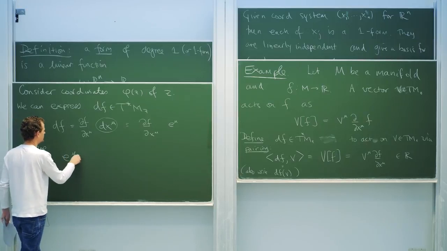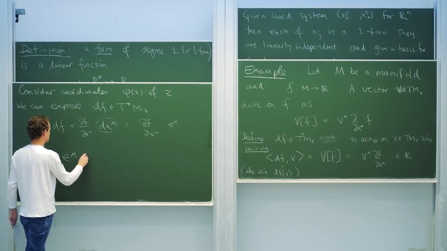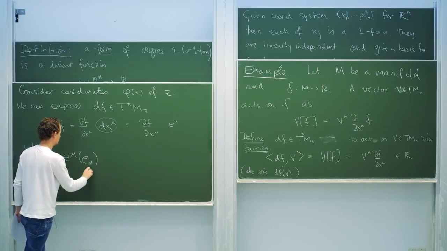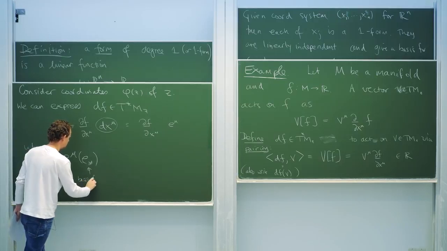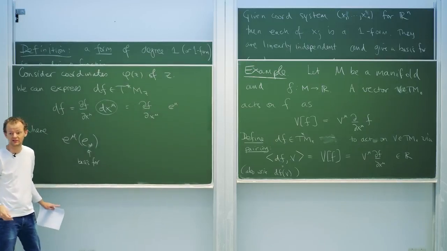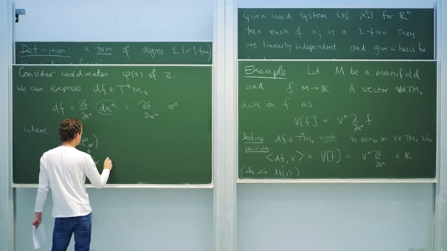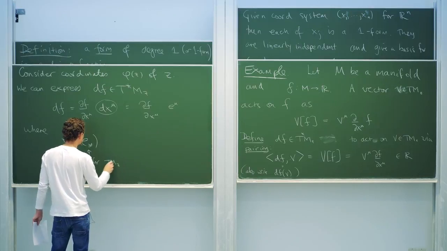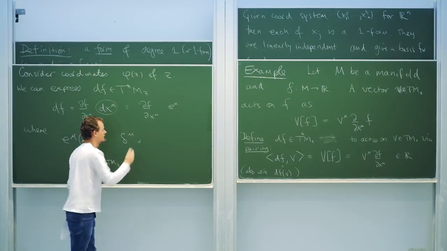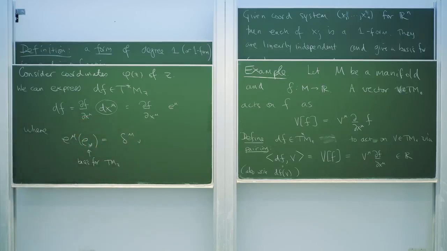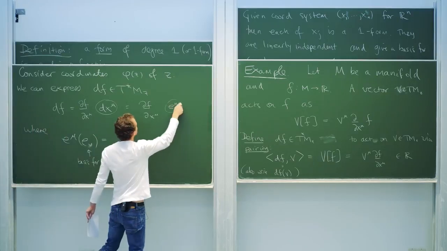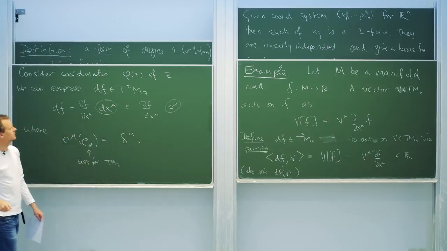Let's first define this basis E mu. So E nu, remember that? That was the basis for the tangent space at the point z. And E mu is defined by that equation there. And it turns out that E mu is actually equal to dx mu.